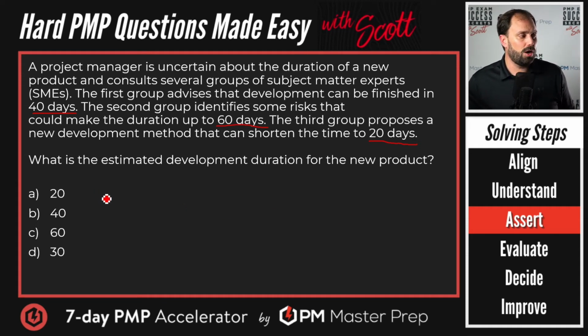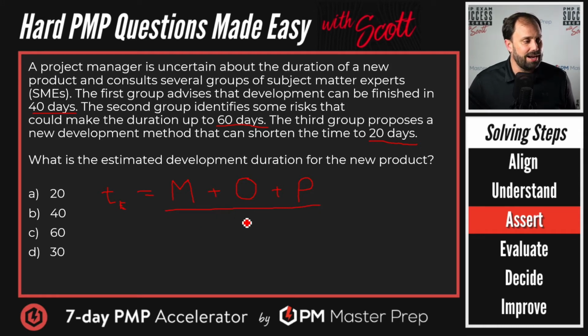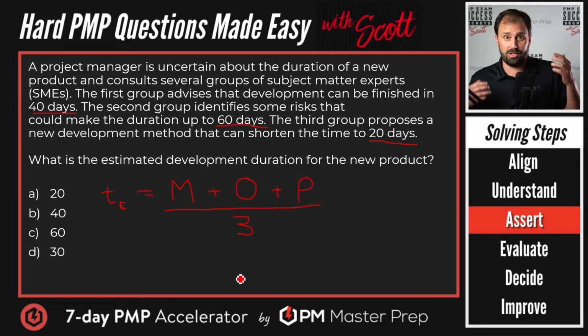So, the time estimate. In 3-point estimating, what do we have? The most likely plus the most optimistic plus the most pessimistic. Is that it? No, it's 3-point estimating, so we divide it by 3. Sweet. I also call this the MOP equation. Why do you think I call it that? MOP. It just helps me remember it. Most likely, optimistic, pessimistic. Sweet.